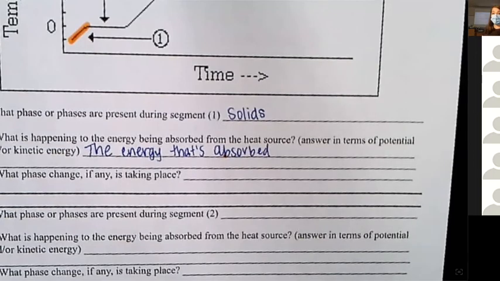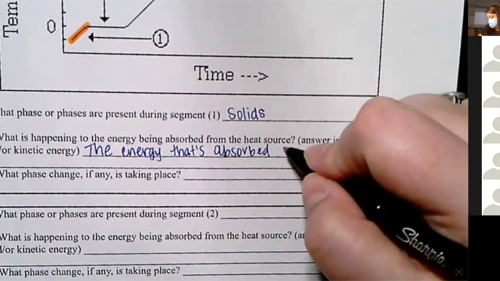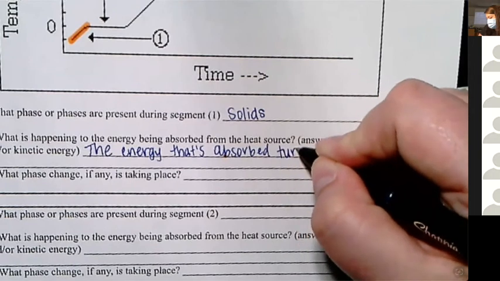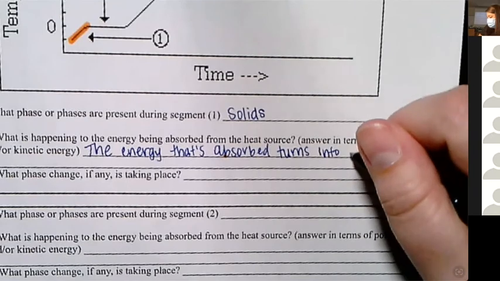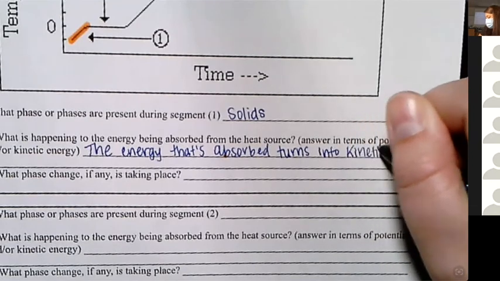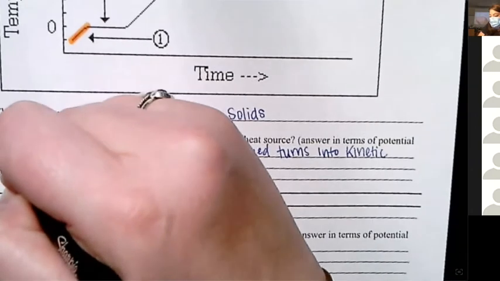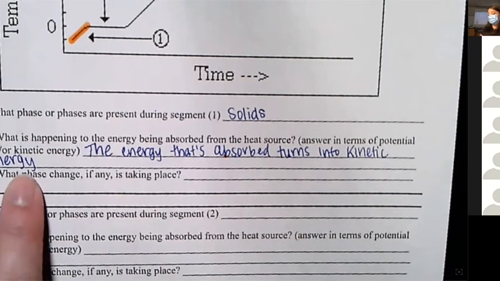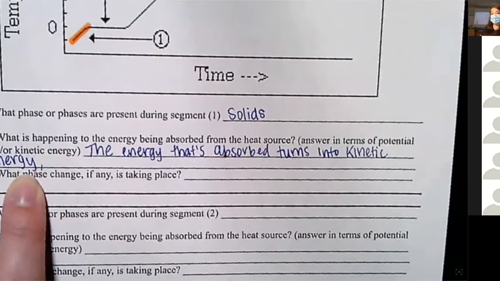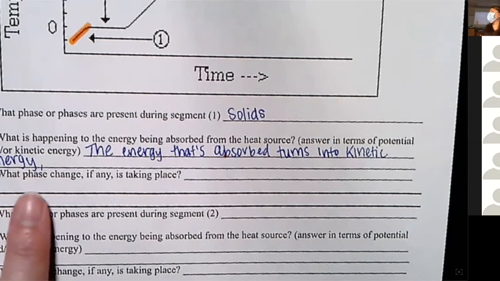The energy that's absorbed turns into kinetic energy, which remember is just energy of motion. Anytime you move, blink, breathe, move your arm, move your leg, move your head, anything like that, that's kinetic energy. So the energy that's absorbed turns into kinetic energy. We're going to be real sciencey. We're going to be real 10th graders, almost 11th graders, or 11th graders, almost 12th graders, or 12th graders, almost graduates, depending on where you are in your life.